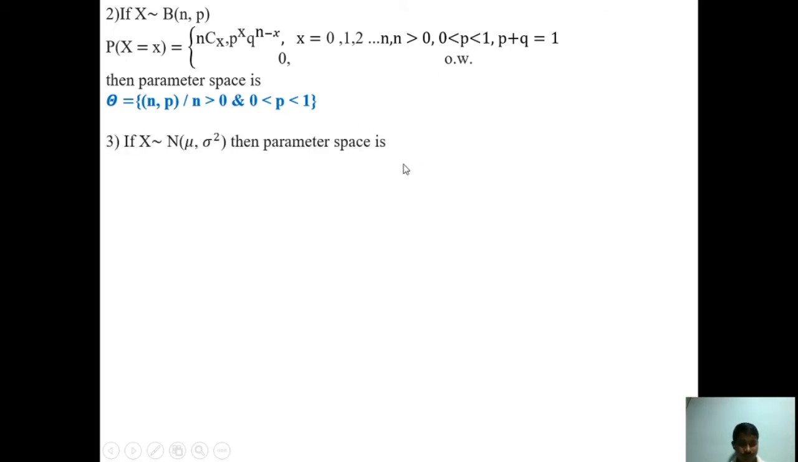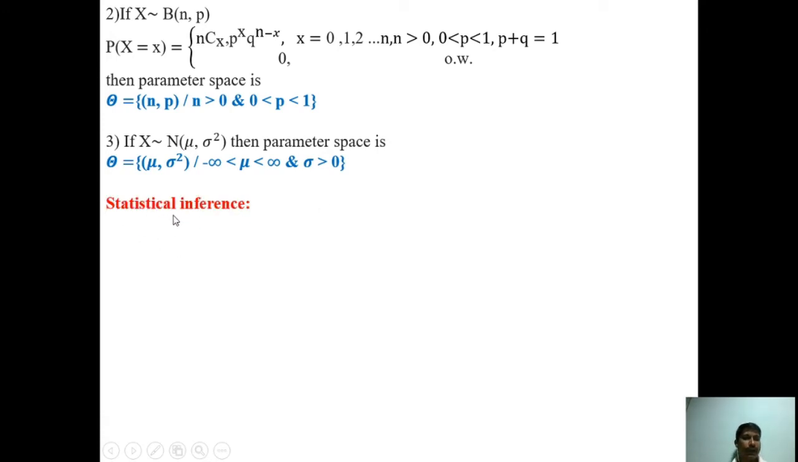Okay, let us consider the third example. If X follows a normal distribution with parameters mu and sigma square, then the parameter space is, we know that in the normal distribution the range of mu lies between minus infinity and infinity and sigma is greater than 0. Therefore, the parameter space script theta is equal to the set of values of mu and sigma, or mu and sigma square, such that mu lies between minus infinity and infinity and sigma is greater than 0. Okay.